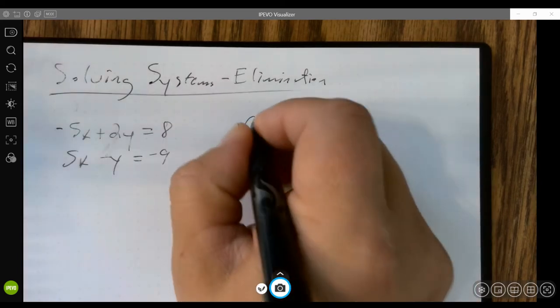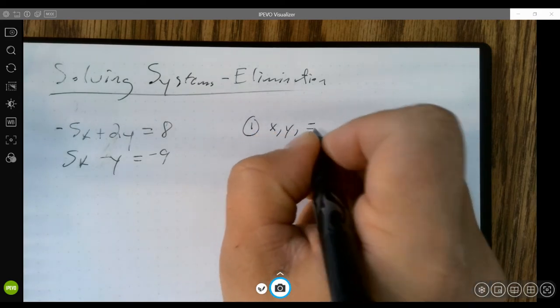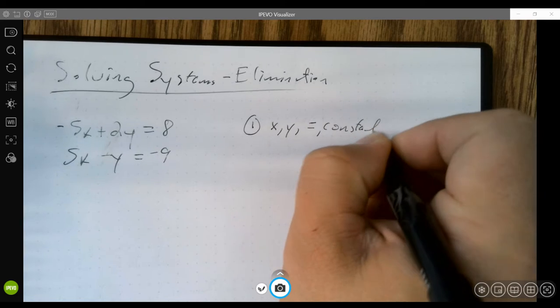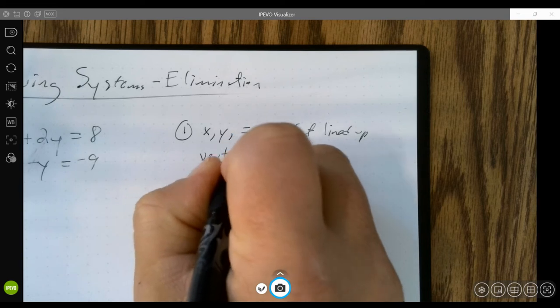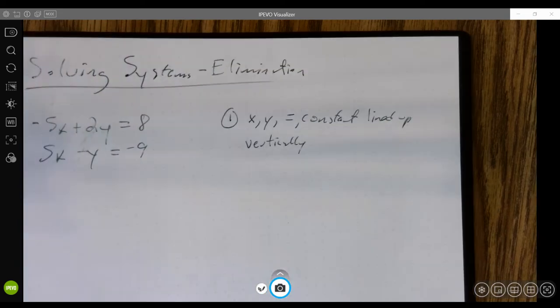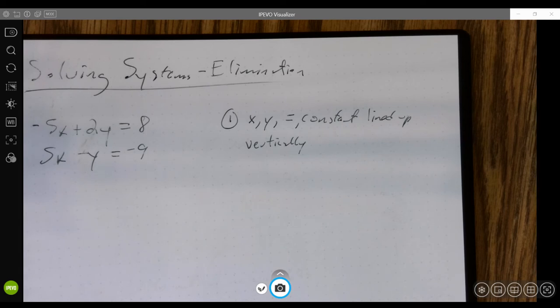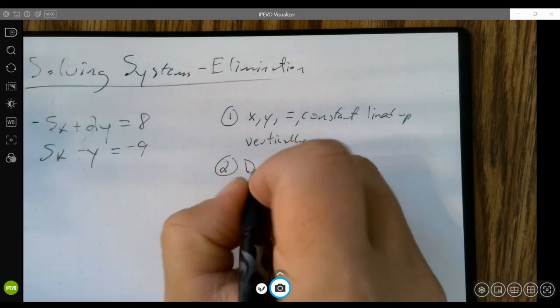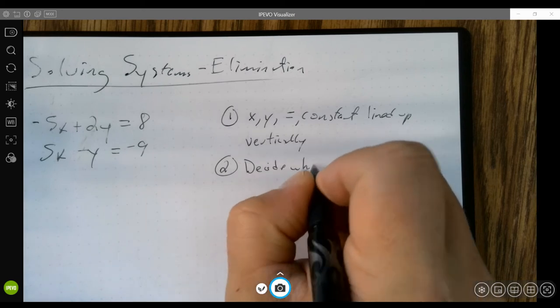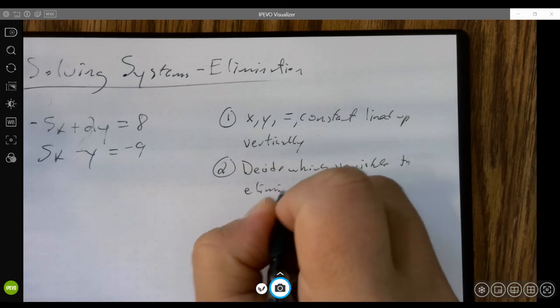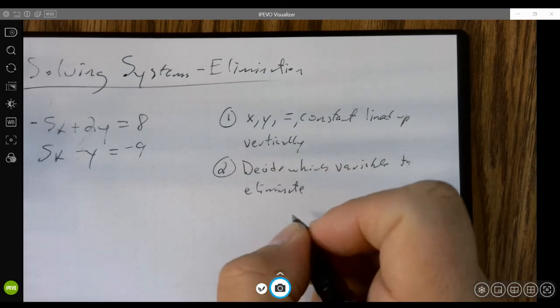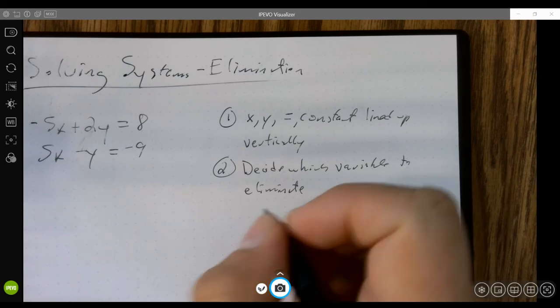So our first step is that you want x, y, the equal sign, and the constant lined up vertically. Okay, so just like this. It's kind of like old school addition and subtraction where you line things up top to bottom. Second, you are going to decide which variable to eliminate. When we decide which variable to eliminate, you're going to want to find the one that you have to do the least to.